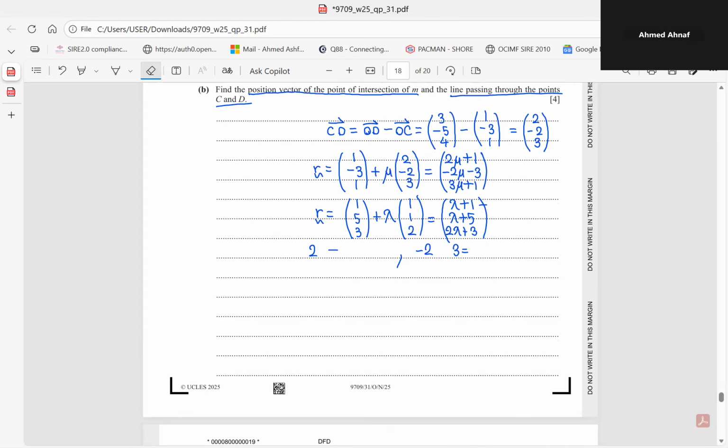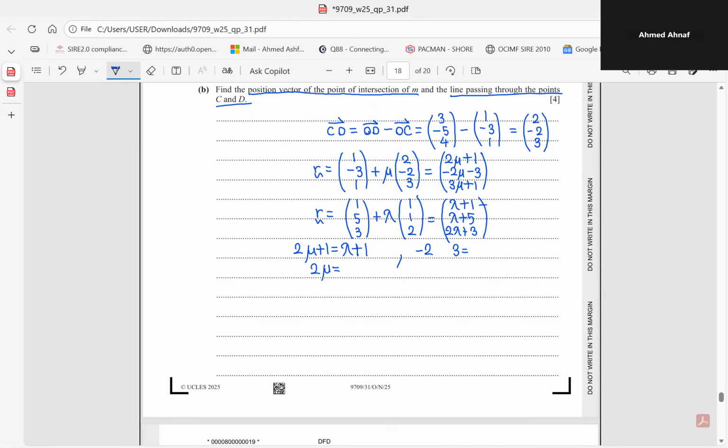Yeah, sorry for the mistake. So let's equate these two. We get 2 mu plus 1 equals lambda plus 1. So we can minus 1 from both sides. We would get 2 mu equals lambda. So this is equation 1.